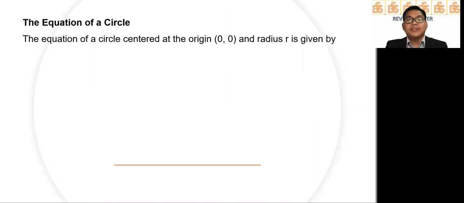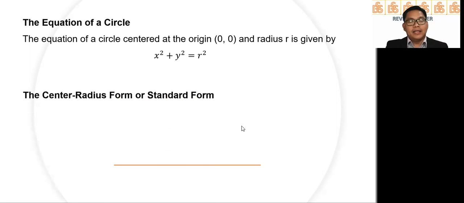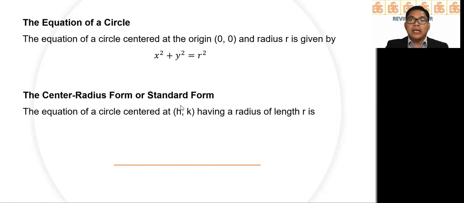The equation of a circle centered at the origin (0, 0) and radius r is given by x squared plus y squared equals r squared. While the center-radius form, or standard form, of the equation of a circle at (h, k) having a radius of length r is (x minus h) squared plus (y minus k) squared equals r squared. As you notice here, in the first equation the center is at the origin, while the second equation is for any point on the Cartesian plane.